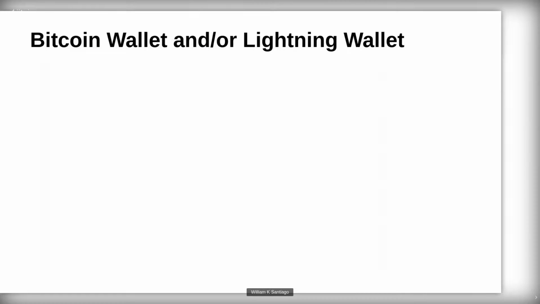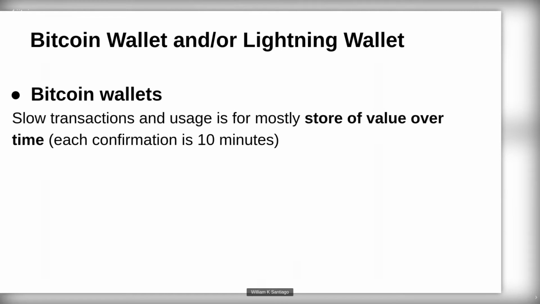Okay, so then we move into Bitcoin wallets and/or Lightning wallets. I say and/or because you can have a wallet that's only Bitcoin, only Lightning, or both. Bitcoin wallets mostly focus on slow transactions. In the crypto world, it's faster than in the legacy world, but you're talking about 10 minutes for each transaction or confirmation. And it's used mostly for store of value over time.